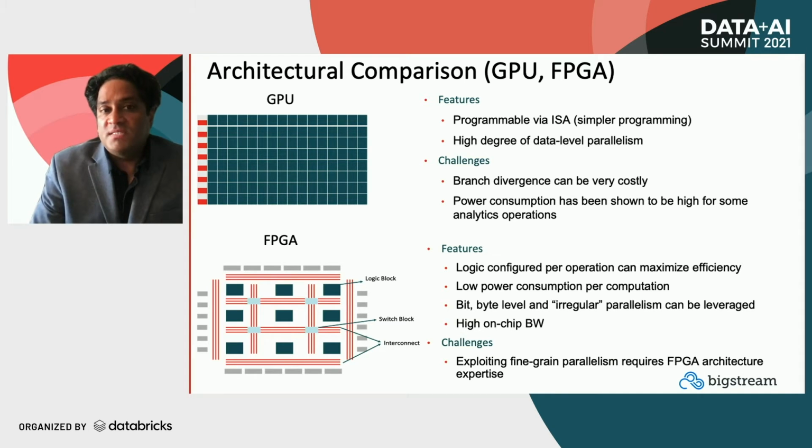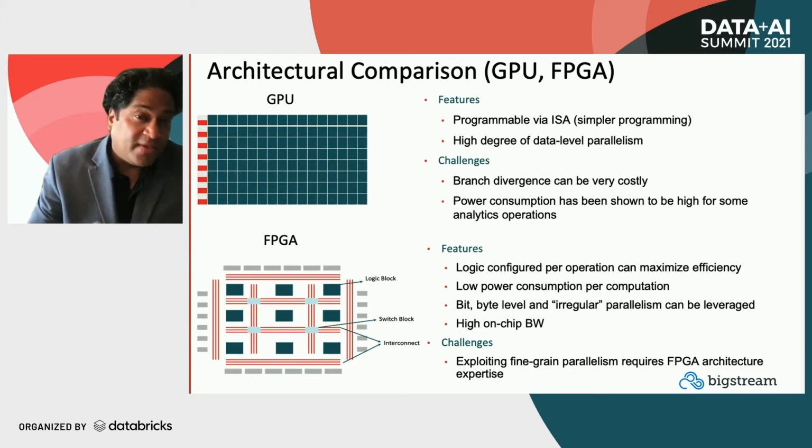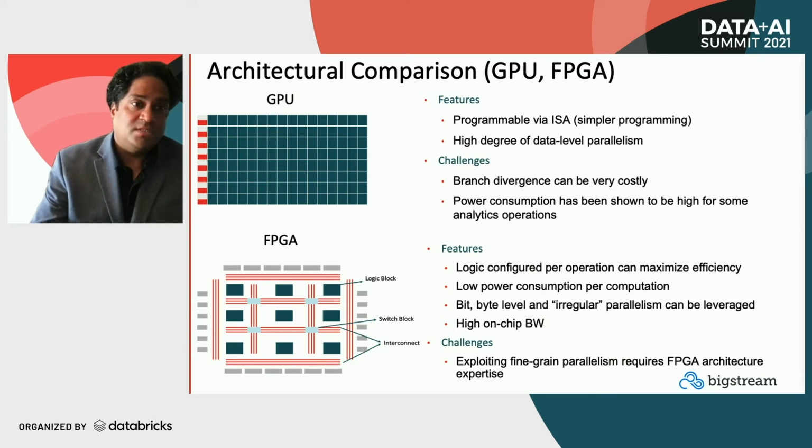The other thing is that this issue with branches and irregular parallelism, heterogeneous parallelism can be leveraged on the FPGA. And another advantage that they tend to have is that there's very high on-chip bandwidth between compute elements that are defined. But again, this higher degree of flexibility comes at a cost, is that you really have to understand FPGA architecture and think about your application in terms of logic gates to take advantage of this. So that's kind of the interesting piece with the FPGA.